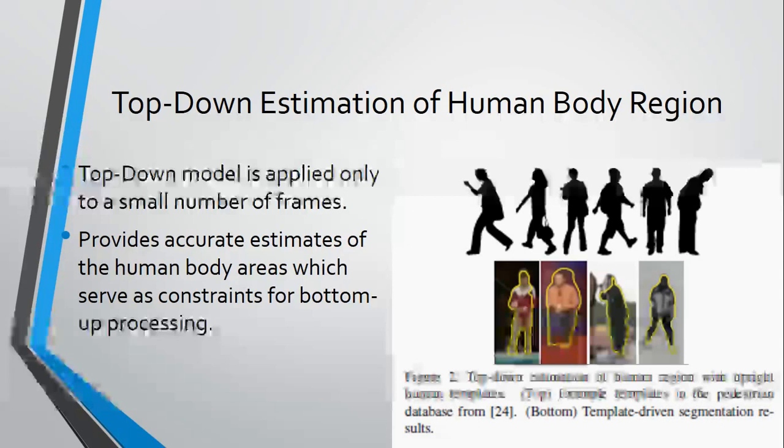The top-down model is applied only to a small number of frames because it is computationally more expensive than the bottom-up processing. The top-down processing also provides accurate estimates of the human body areas, which serve as constraints for bottom-up processing. In this image, there are sample templates in the pedestrian database, and these are the resulting segmentations after we applied the top-down model.